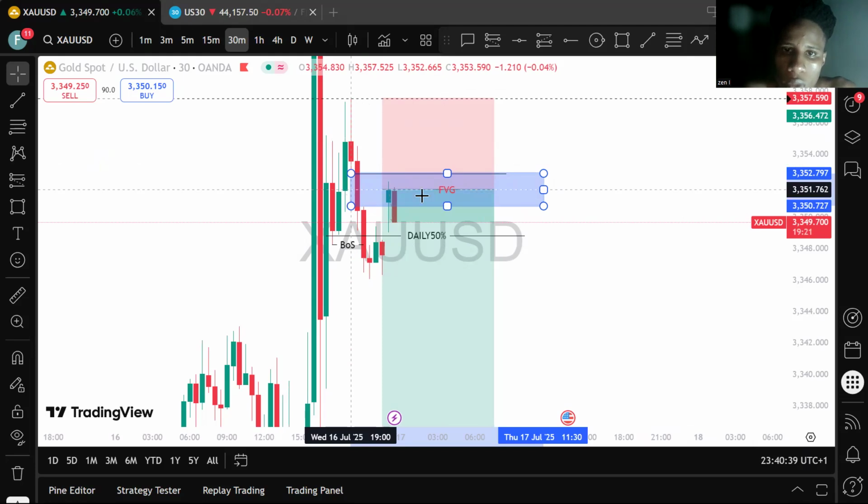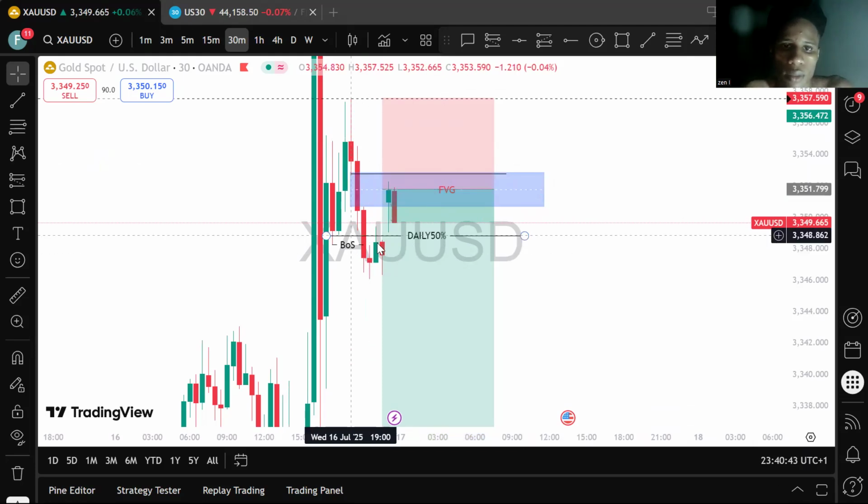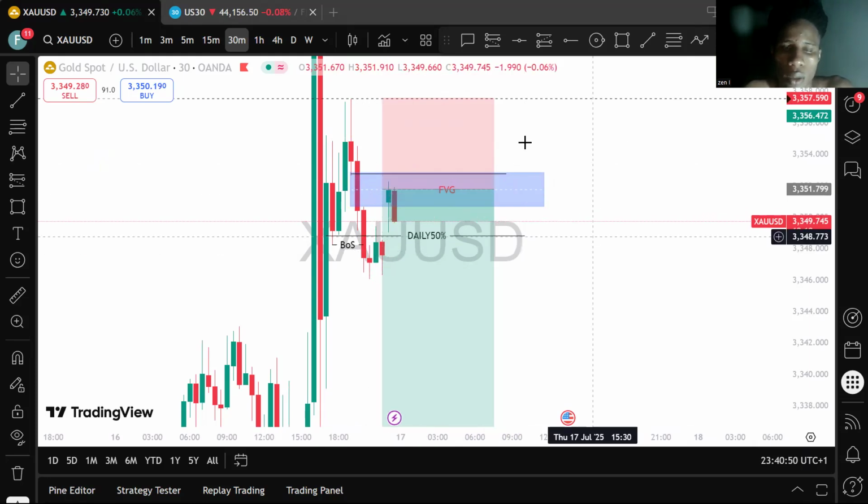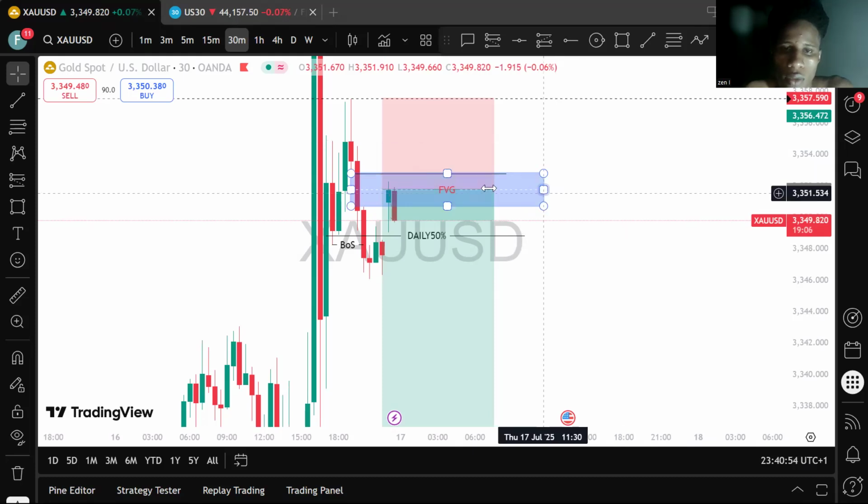After drawing out my fair value gap, price was still around here. Then I waited. I was just waiting for price to get to it.